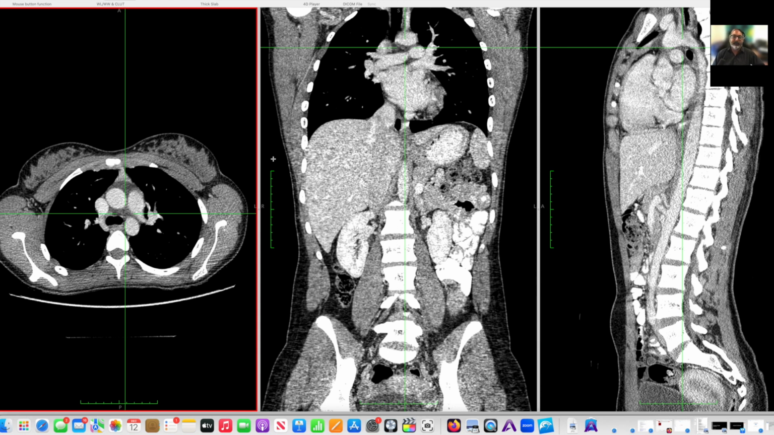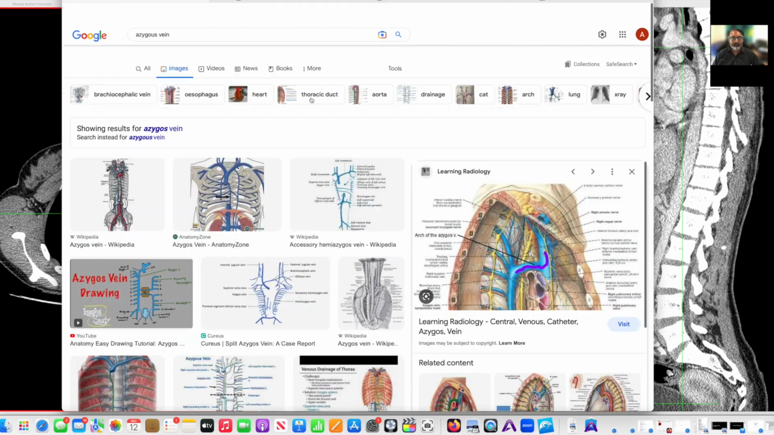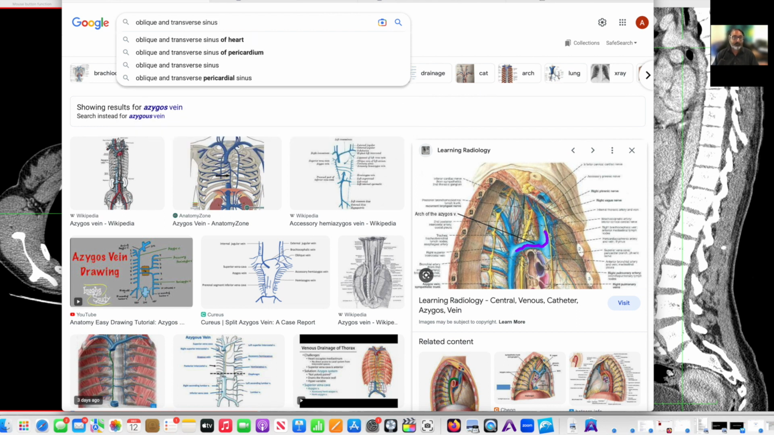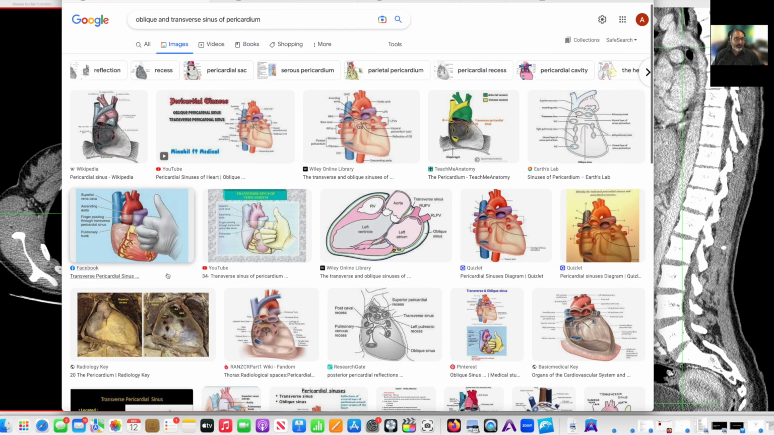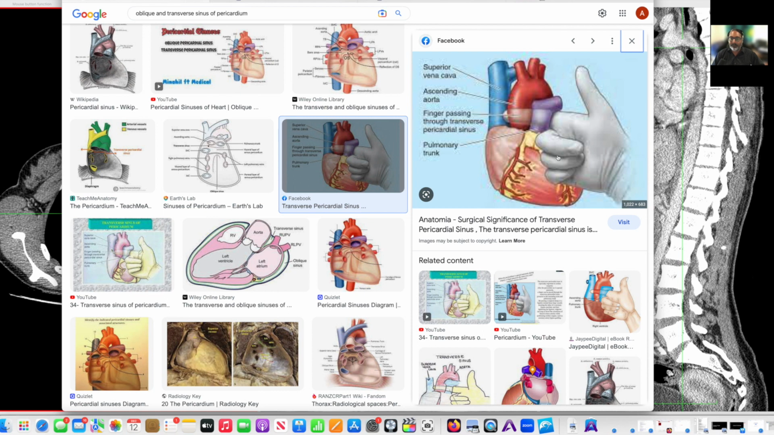Yes, the oblique and transverse sinuses are actually areas in the pericardial sac. Oblique and transverse sinus in the pericardium. There you go. This is a good image. If you got into the pericardium, you could actually put your finger behind these because there's a space behind them.